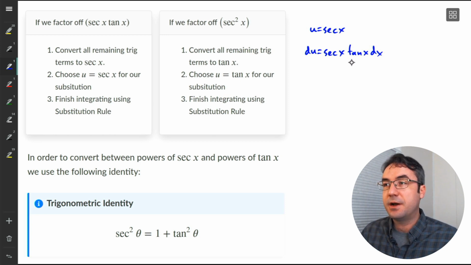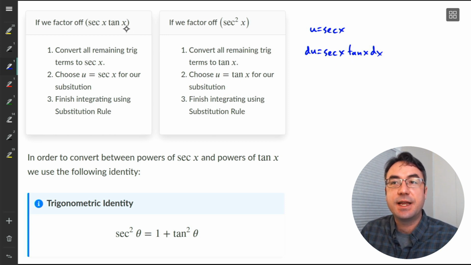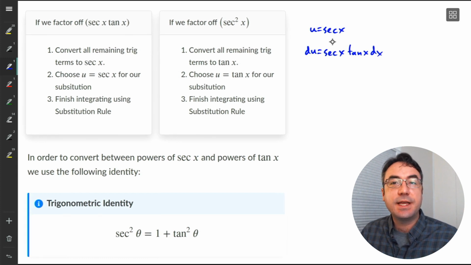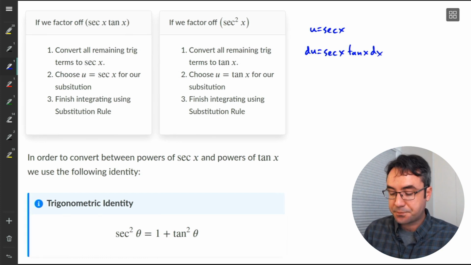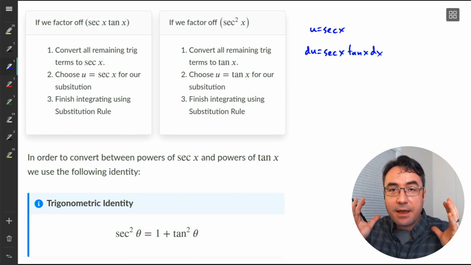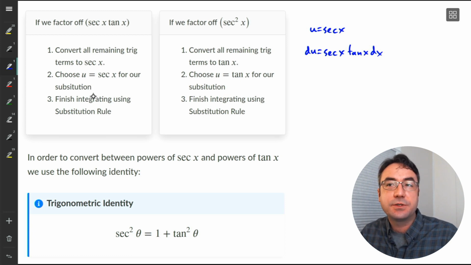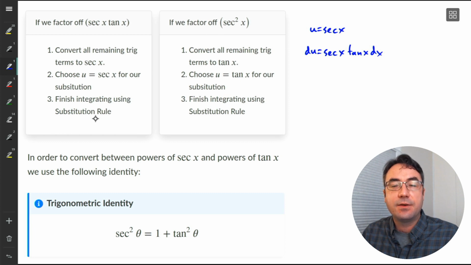So if we factor off this secant x times tangent x, if we're in this first strategy here, well then we're going to let u equal secant. So what we want to do then is in our integral, we want to have only secant terms. And then we'll be able to go through our substitution. So we would let u equal secant x, and then we would go through our regular substitution rule.